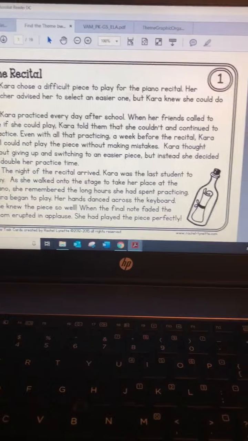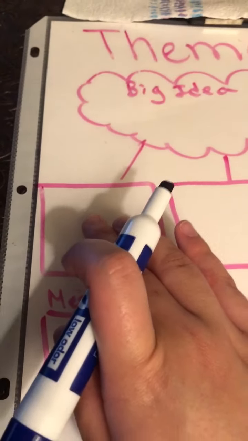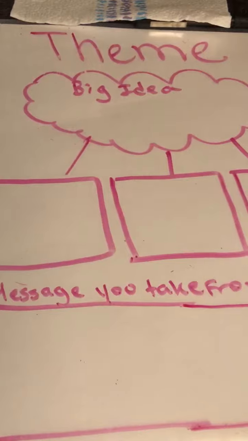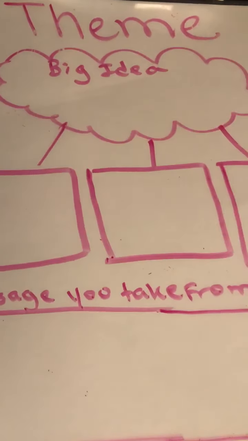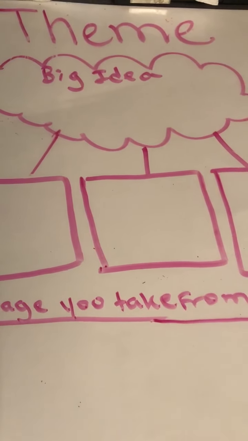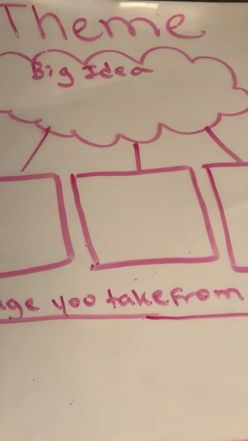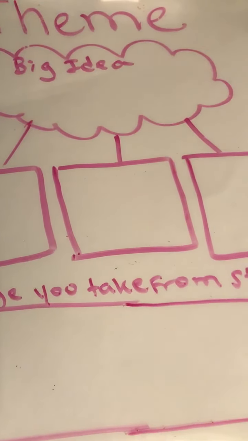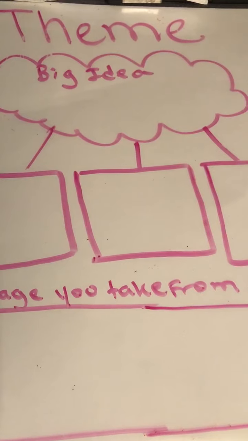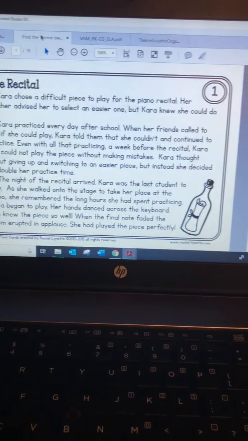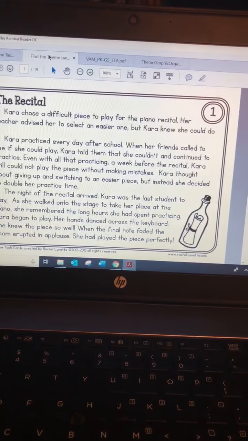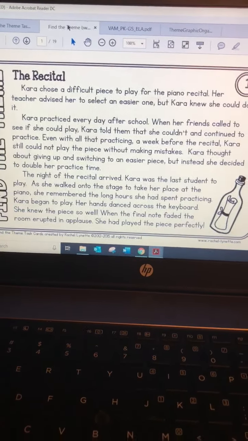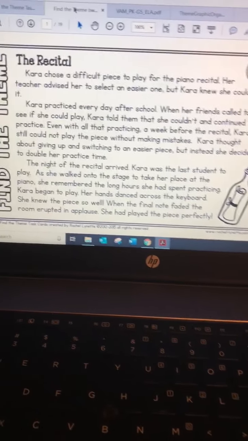Okay, so I'm going to start looking at my graphic organizer, and remember, I have my big idea. I am going to be filling in 3 pieces of evidence that demonstrate the big idea of this text, what the character does or says to demonstrate it. All right, so as I'm filling in my graphic organizer, I'm going to go back to my text to be able to get that information from. All right, so I'm thinking to myself, what does Kara do to show the big idea, to show what is the message of the story?